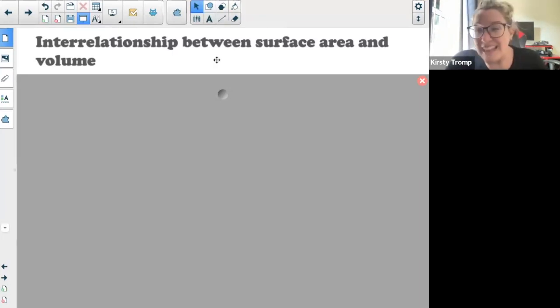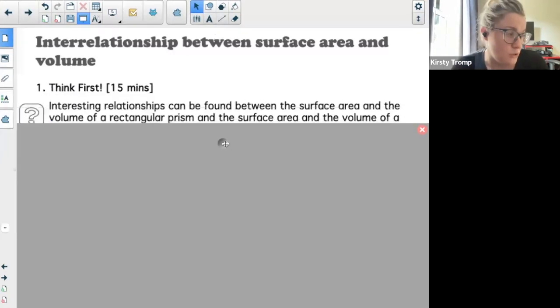Today, we're looking at the interrelationship, okay? So how surface area and volume can be connected. Over the last 2 weeks, first we looked at surface area and we did all our surface area calculations for a rectangular prism and a cube. Last week we did volume, the volume of a cube and a rectangular prism. And today we're going to look at the relationship between the two.